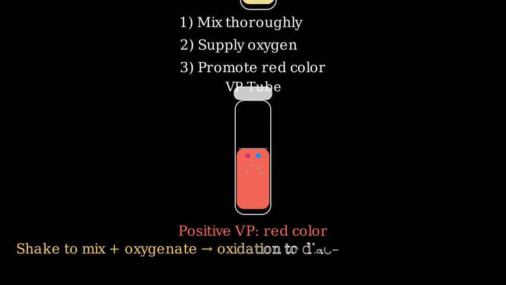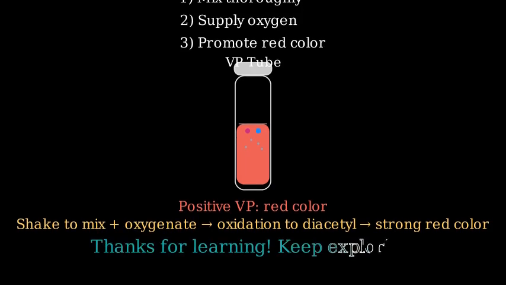In short, shaking the VP tubes mixes the reagents, introduces oxygen for oxidation to diacetyl, and enables the pink to red color to develop strongly. Great work exploring both a telescoping sum with induction and a classic lab test intuition.